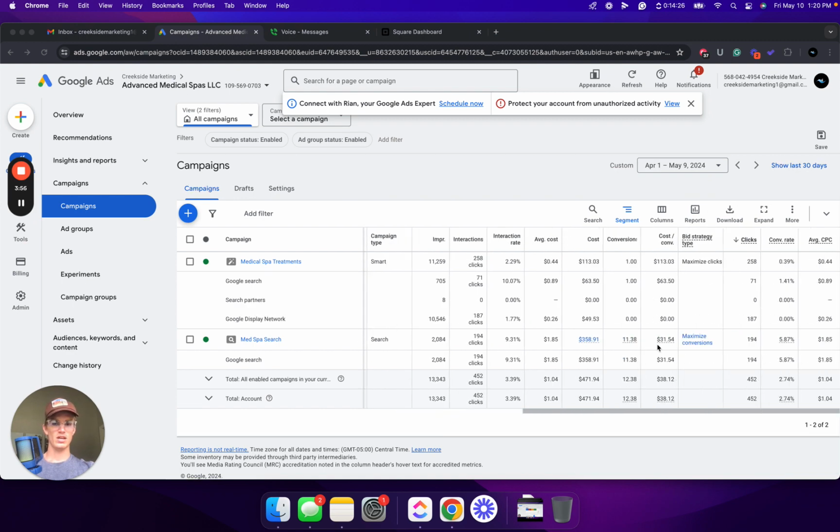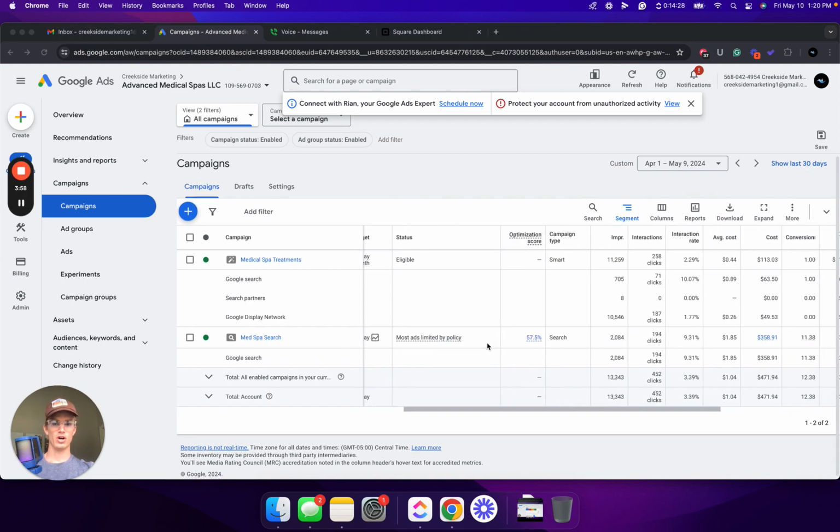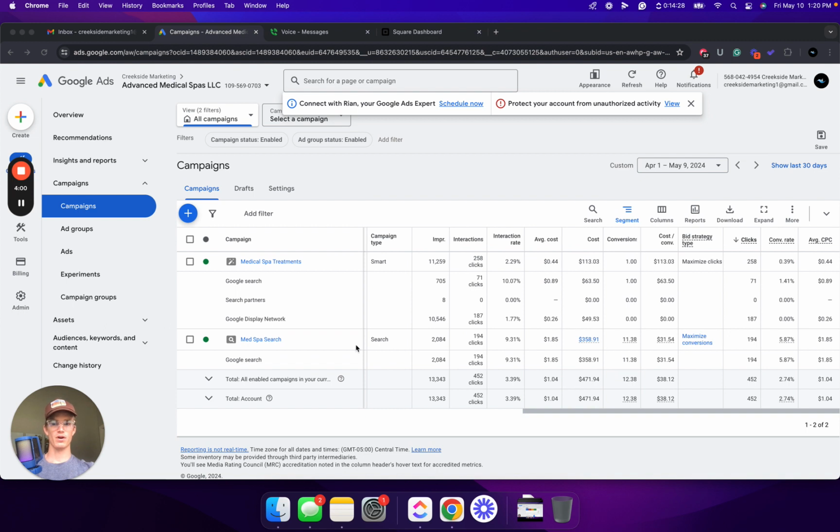So what we can see here is that pretty much all of our conversions are coming from this search campaign. The smart campaign's not doing a whole lot. The cost per conversion is kind of high. Our cost per click is obviously super low. That's typically why we use a smart campaign.